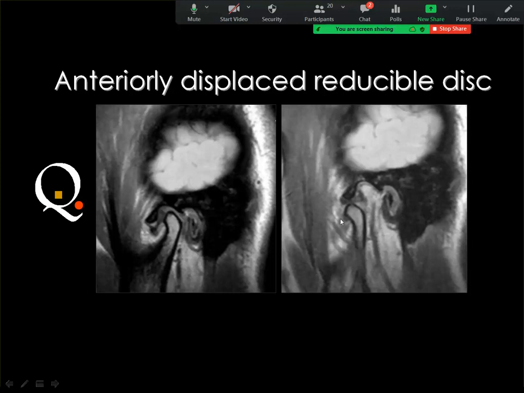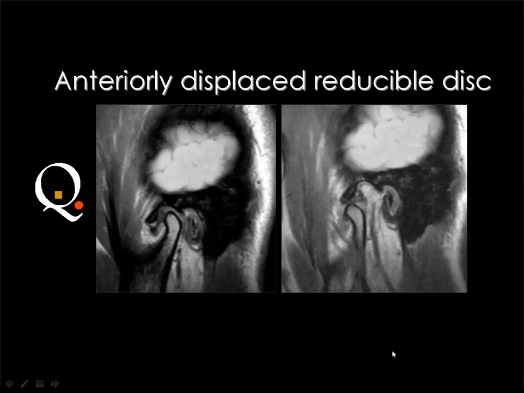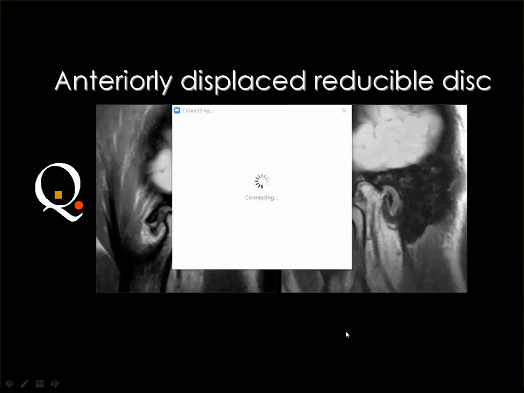But if the disc remains anteriorly displaced even in the open mouth, then this is irreducible disc. And these are the three conditions seen in the temporomandibular joint: a normal disc, an anteriorly displaced reducible, or anteriorly displaced irreducible disc.